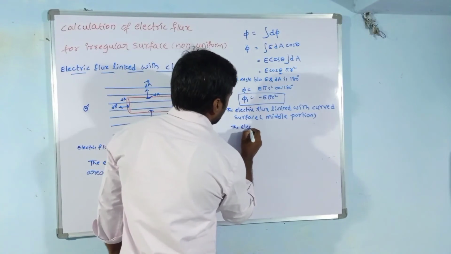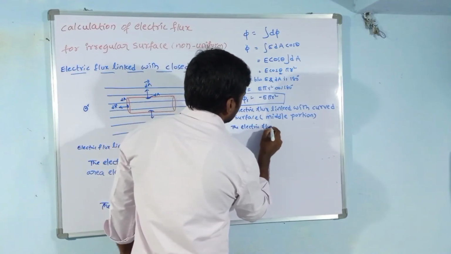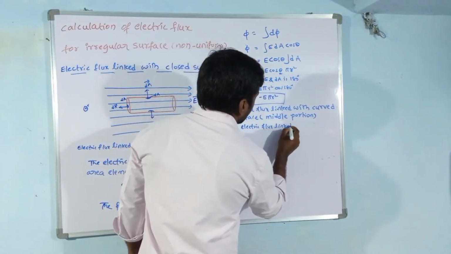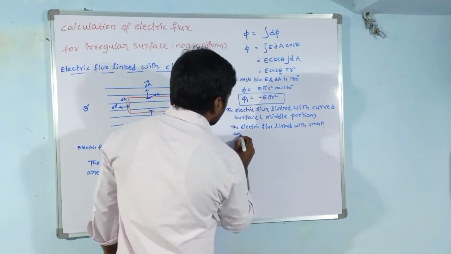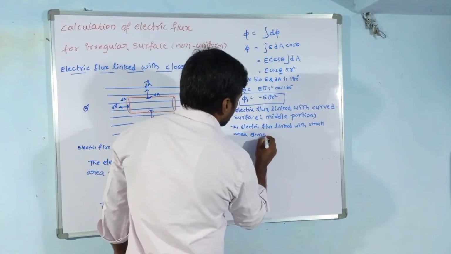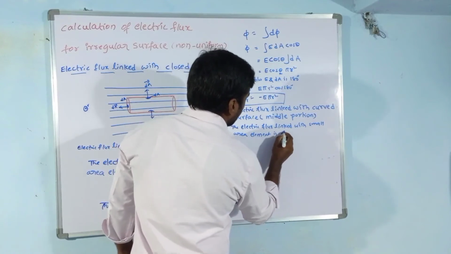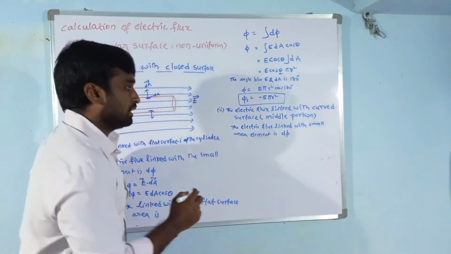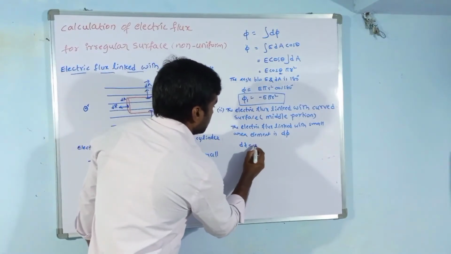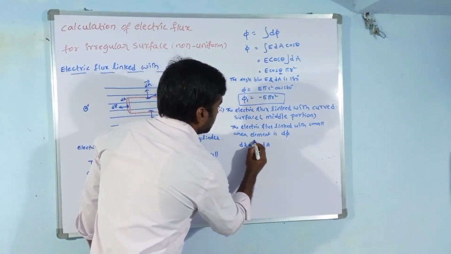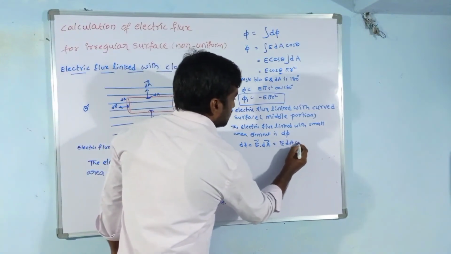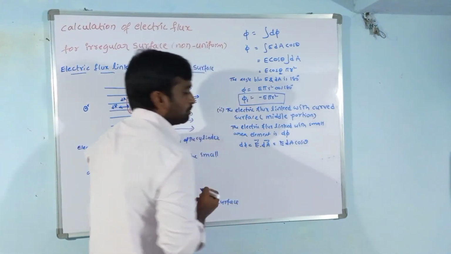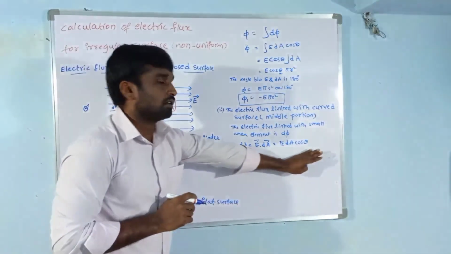The electric flux linked with a small area element is d phi. So what is d phi? That d phi will be E dot dA. Okay, so we can write this as E dA cos theta. When we remove this dot, we take cos theta.